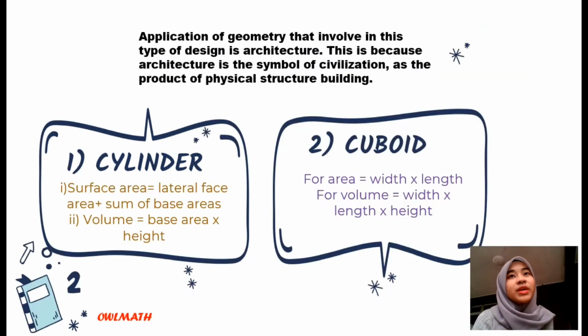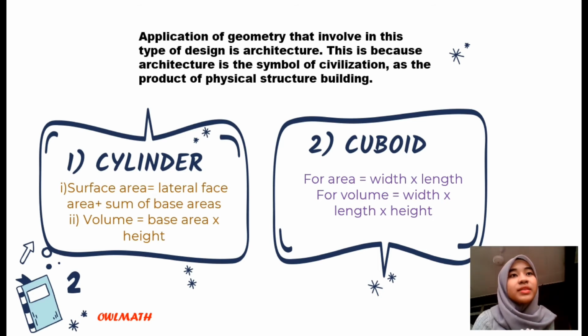The application of geometry involved in these types of design is architecture. This is because architecture is a symbol of civilization as the product of physical structured buildings. For our case, the geometry involved is the cylinder and the cuboid.